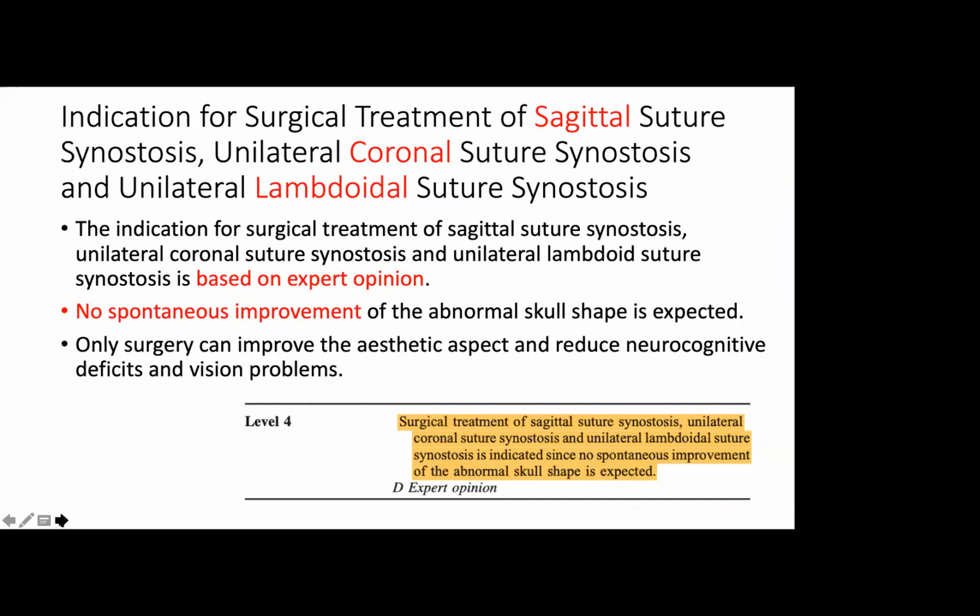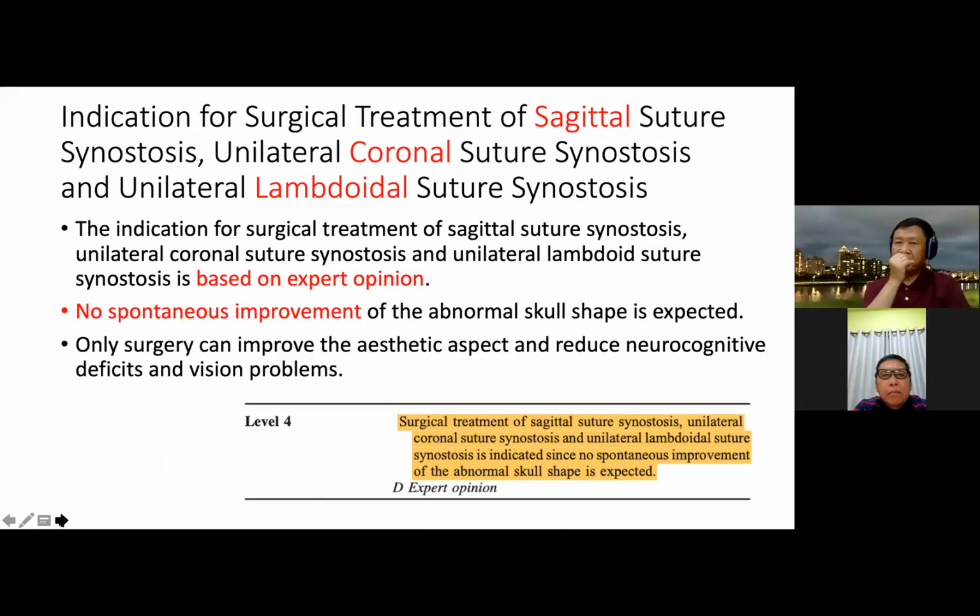So for the sagittal, coronal, and rhomboid, actually the surgical indication is based on expert opinion. However, because there's no spontaneous improvement of the abnormal skull shape, most of the experts will recommend doing the surgery. And only surgery can improve the aesthetic aspect and reduce the neurocognitive deficit and vision problems.